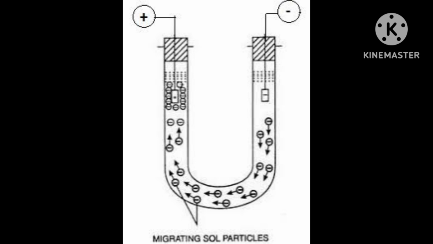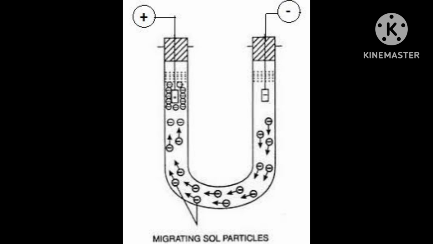Positively charged particles move towards the cathode, while negatively charged particles move towards the anode. You know, the anode is positively charged and the cathode is negatively charged. Then the movement of particles means positive particles will move towards the negative electrode and negatively charged particles will move towards the positive electrode. Two platinum electrodes are used here, one functions as anode, the other as a cathode.